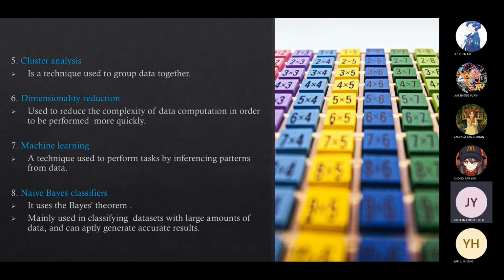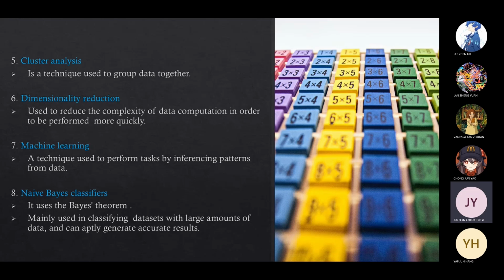Then, machine learning is a technique used to perform tasks by inferencing patterns from data. Machine learning algorithms are used in a wide variety of applications such as medicine, image filtering, speech recognition, and computer vision, where it is difficult to develop conventional algorithms to perform the needed tasks. After that, naive Bayes classifiers are used to classify by applying the Bayes theorem. They are often used in datasets with a large amount of data and can generate accurate results.